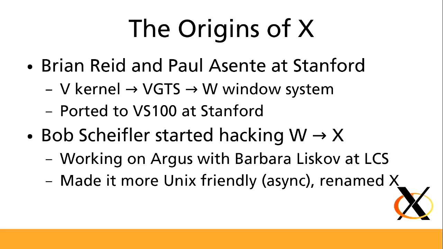He spent a couple weeks hacking on W, completely replaced the synchronous RPC mechanism, because V, of course, had synchronous RPCs, which was really efficient because it was basically the core of the operating system. But Unix, not so much. So he re-implemented it asynchronously, and a couple weeks later, look at this, V, W, X. Awesome name! Yeah. Okay, so you choose the first metasyntactic variable name for your Windows system, and people are going to think you are the smartest naming person ever.